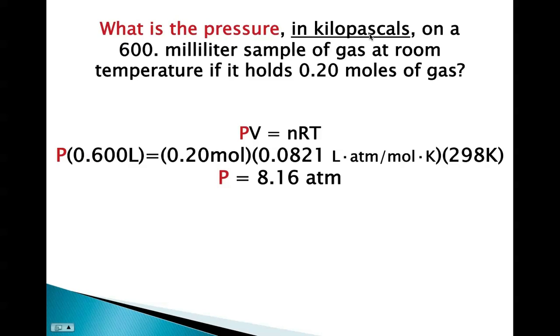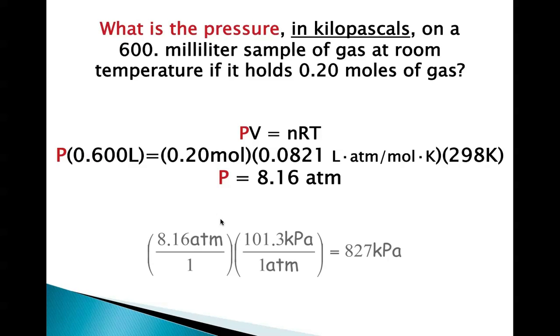Now remember, I wanted it in kilopascals. And if you go back to concept A, we talked about the equalities that exist between the various units of pressure. So using that, we can set this up as 8.16 atm. Our conversion factor, if I start with atm, puts 1 atm in the bottom, and that's equal to 101.3 kilopascals. Multiplying across the top, dividing by the bottom, you get 827 kilopascals. That will be the pressure of this sample of gas, and specifically an ideal gas.